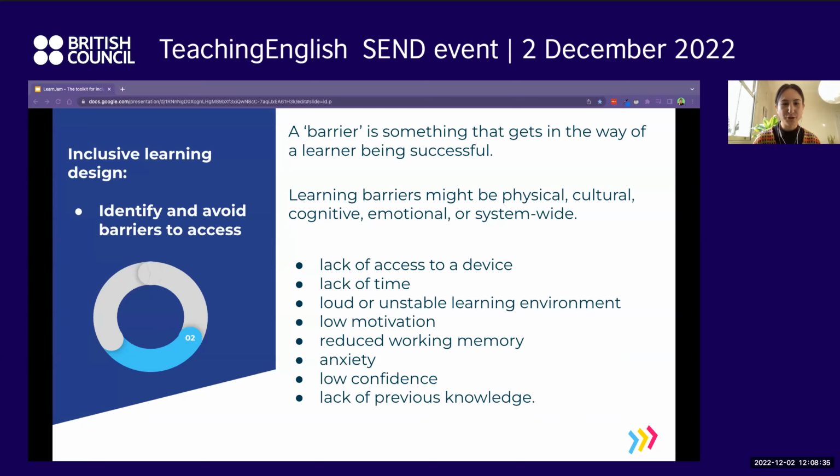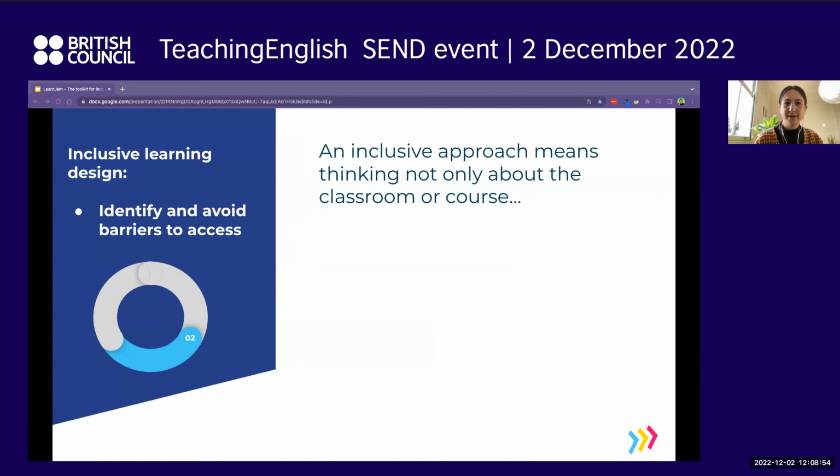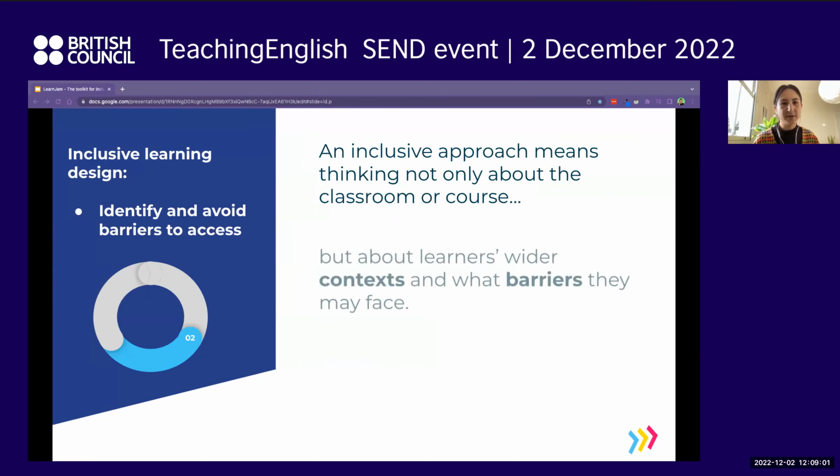So here we're following a social model of disability, which frames disability and special educational needs in terms of barriers created by society, which undermine an individual's or a learner's ability to succeed. This shifts us away from that medical model, which focuses on identifying and labeling. So we say that an inclusive approach means thinking not only about the classroom or the course, but about the learner's wider context and what barriers they may face.